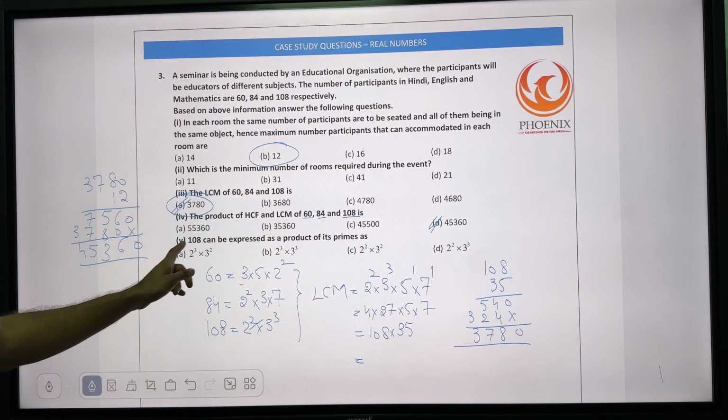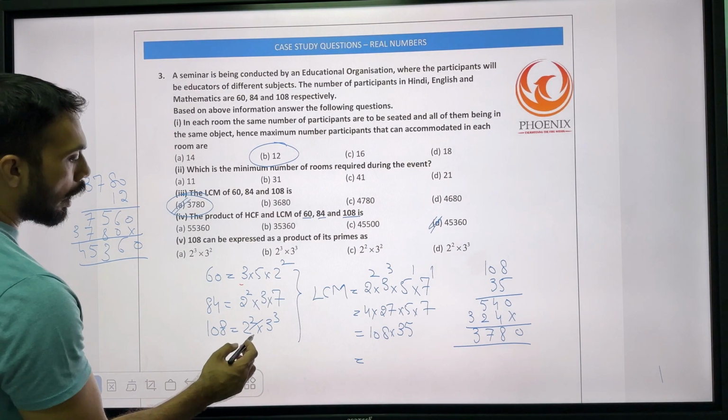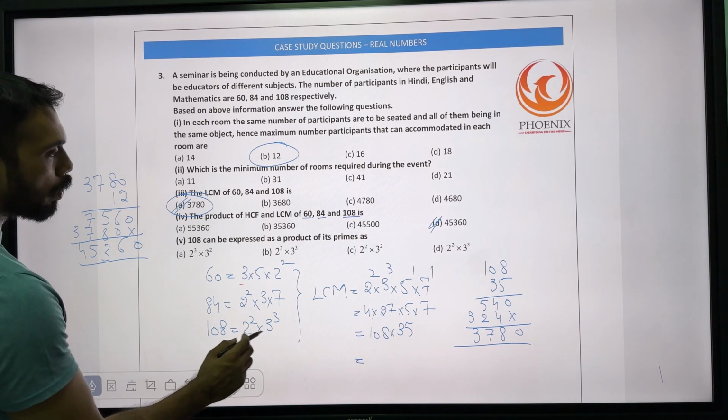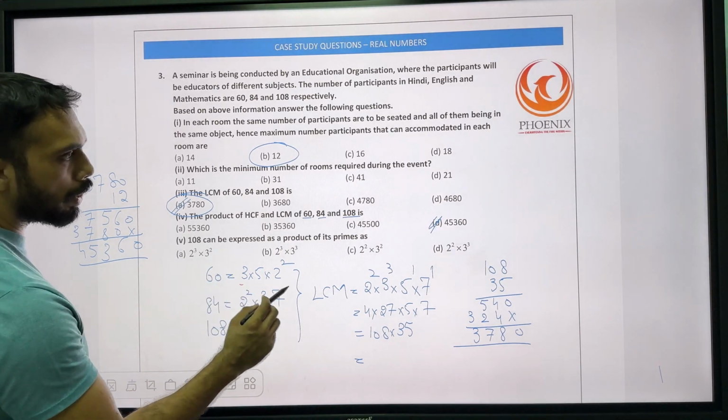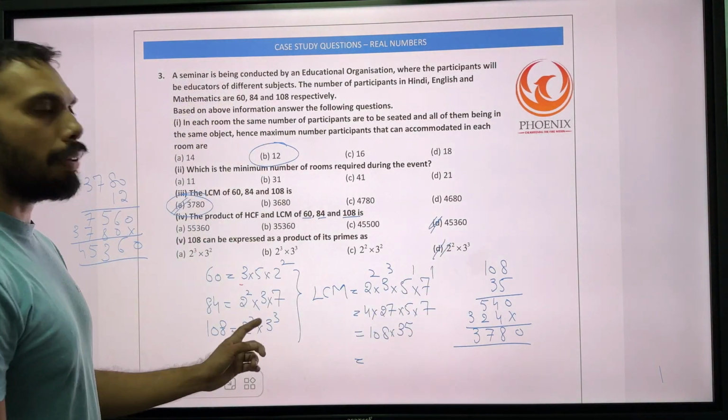And the last one is, 108 can be expressed as the product of its primes as. ये हमने लिखा ही हुआ यहाँ पे कि 108 के लिए आपने क्या करना है? You are having 2 square into 3 cube. Where is 2 square into 3 cube? The last option. Okay. So D is the correct answer for the final part over here.